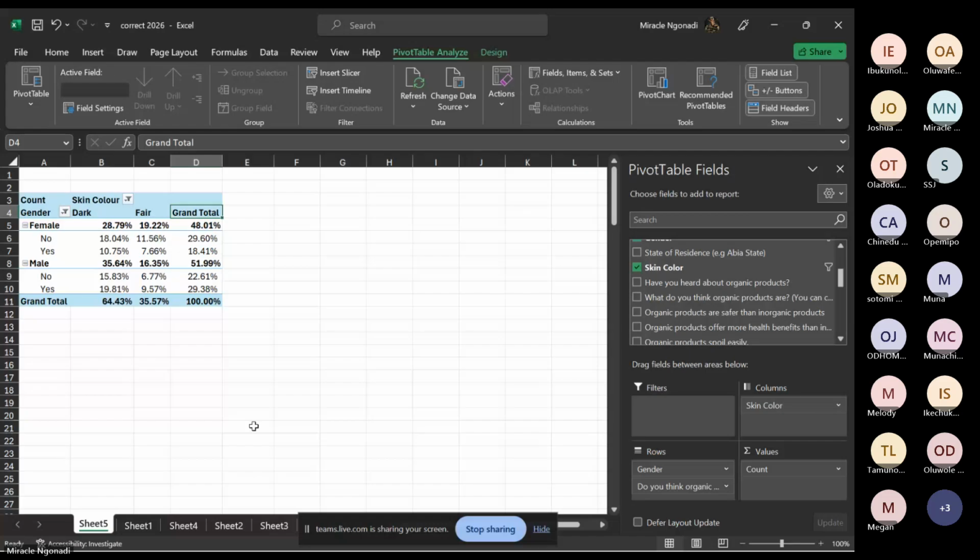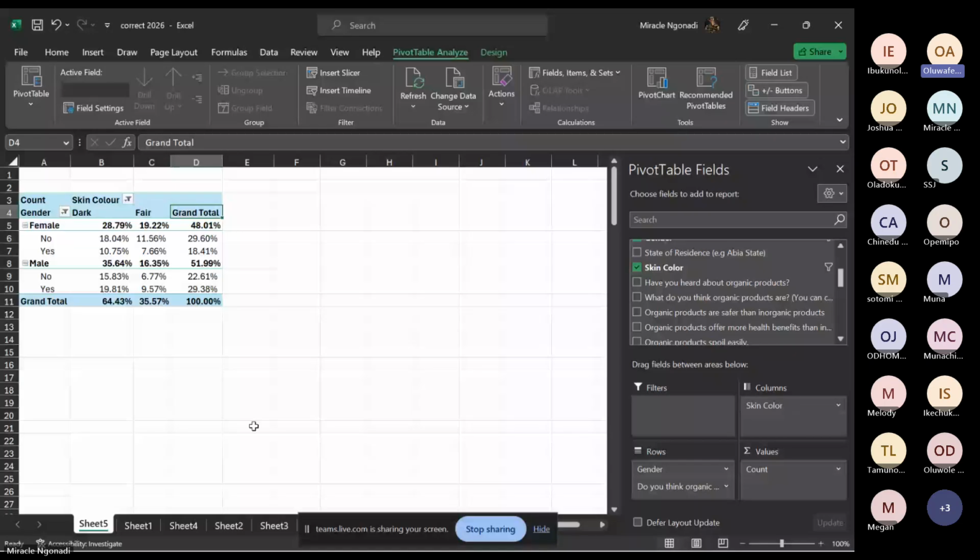Oh, I said that, and out of the 48%, 28.9% are dark, while 19.22 are fair, while out of the 51.99%, 35.64 are dark males, while 16.35 are fair males. Okay, so you can convert this into a pivot chart, but data visualization is a different topic on its own. So now let's go back to our fields.